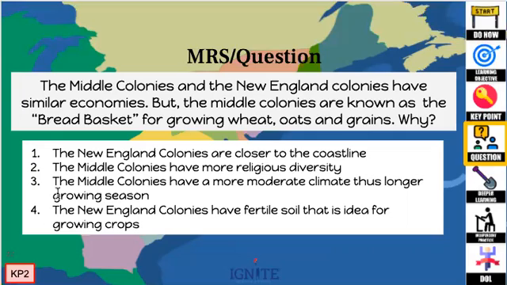The correct response is number 3. The middle colonies have a more moderate climate, thus a longer growing season.